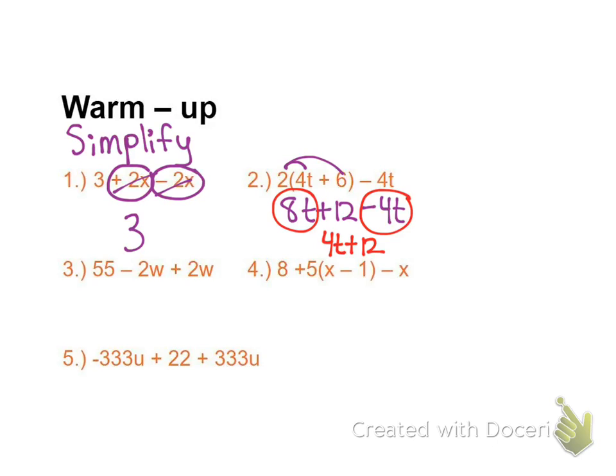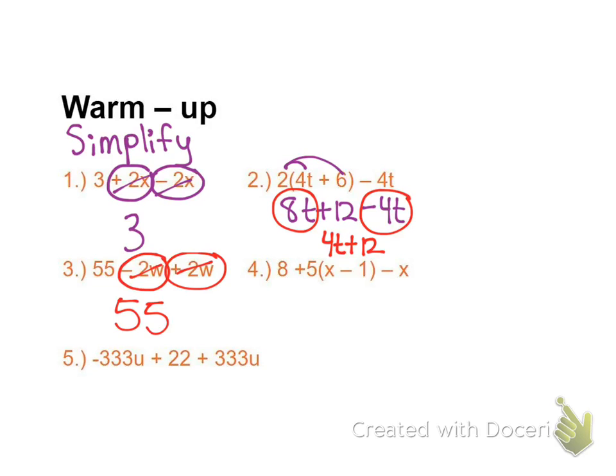Number 3, what can we do to simplify? Combine like terms. What combines? Negative 2w plus 2w. The w's combine. What happens to them? They cancel out. What are we left with? 55. Good. We are left with 55 as our final answer.